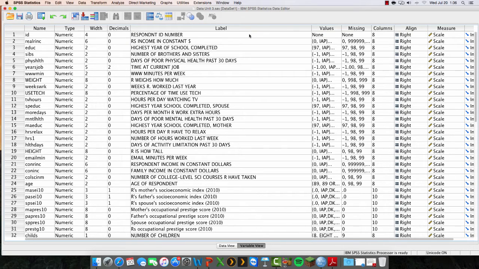You can see we have a number of different types of variables here. Of course, as always, we have a case identification number. In this case, the numbers are not all sequential. They're broken up because I eliminated many cases with missing data. So you would have a very clean data set to work with. But other than case ID, we've also got things like the respondent's income in constant dollars, the highest year of school completed, the number of brothers and sisters, days of poor physical health in the past 30 days.